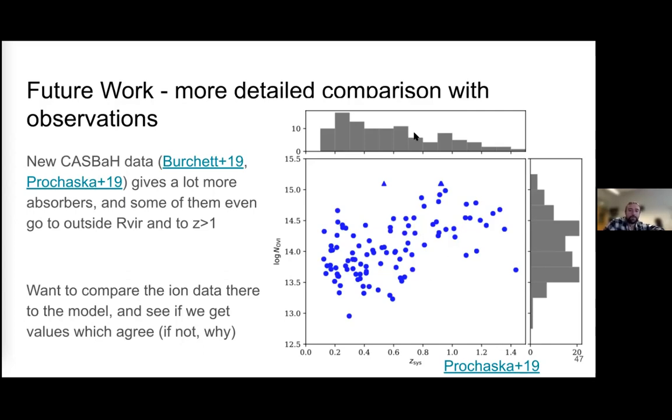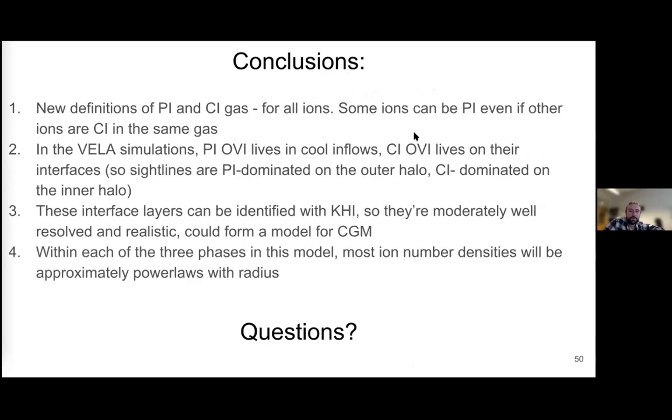And I think with that, I'm going to skip to a conclusion slide and say thanks everybody for your time. So, conclusions: we defined PI and CI gas, and then we looked in the simulations and found that PI lives in cooled inflows and CI lives on the interfaces, which we understood to be fairly physically meaningful and could contribute a new model for how the CGM is constructed in all ions. So with that, I'll ask for any questions. And thanks for inviting me to give this talk.